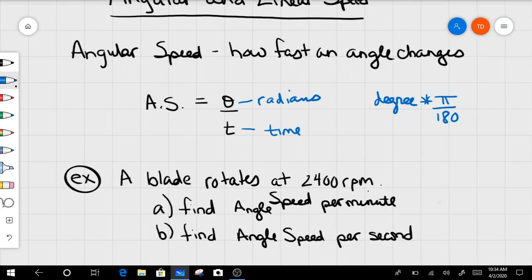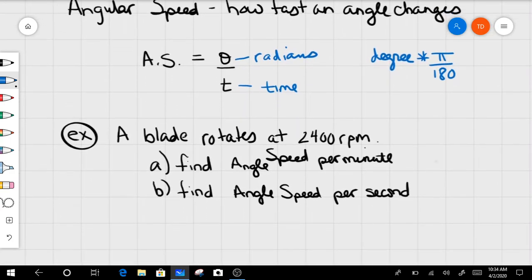Okay, let's do an example. If a blade rotates at 2400 RPMs, A, find the angular speed per minute, and B, find the angular speed per second. It's really easy. So angular speed equals theta. Well, this thing is rotating 2400 rotations per minute.